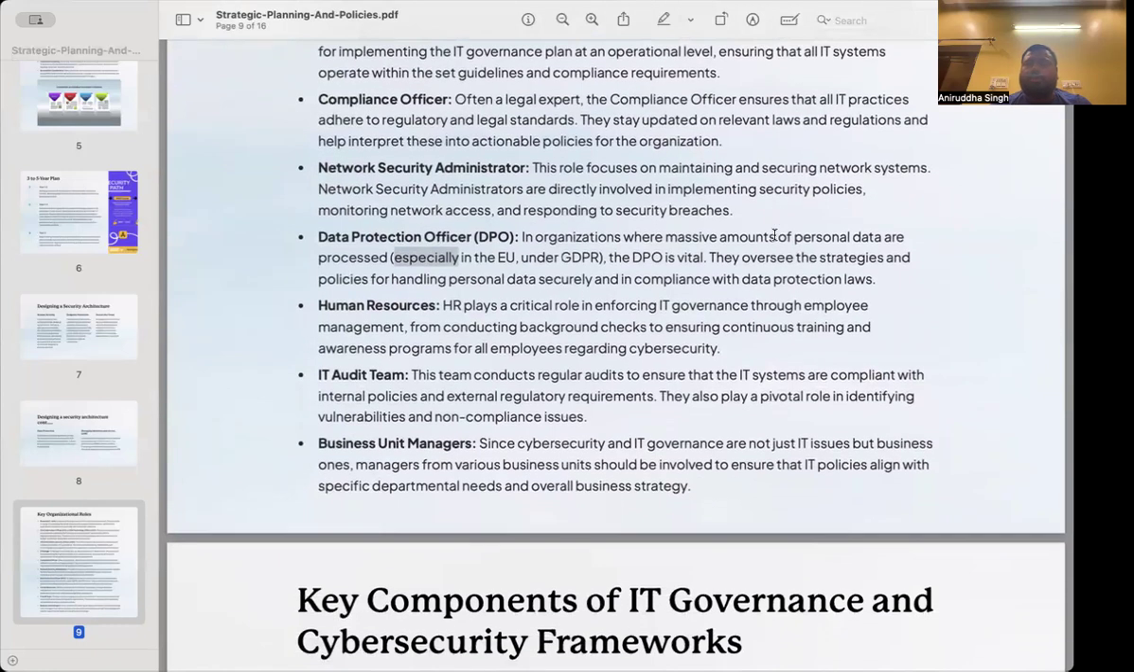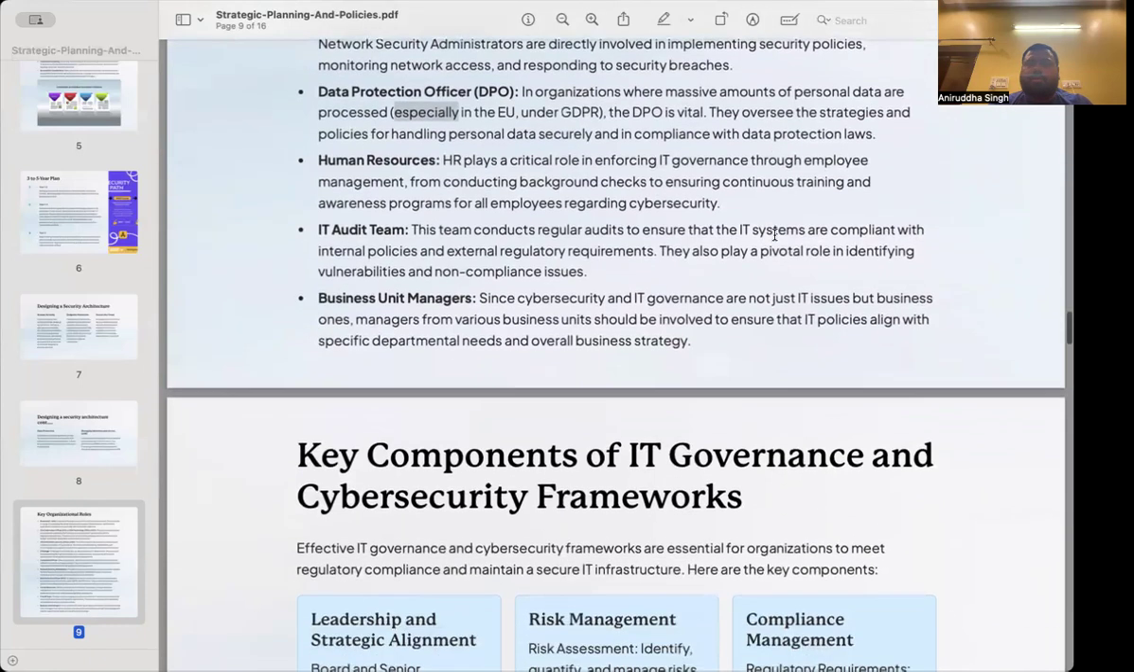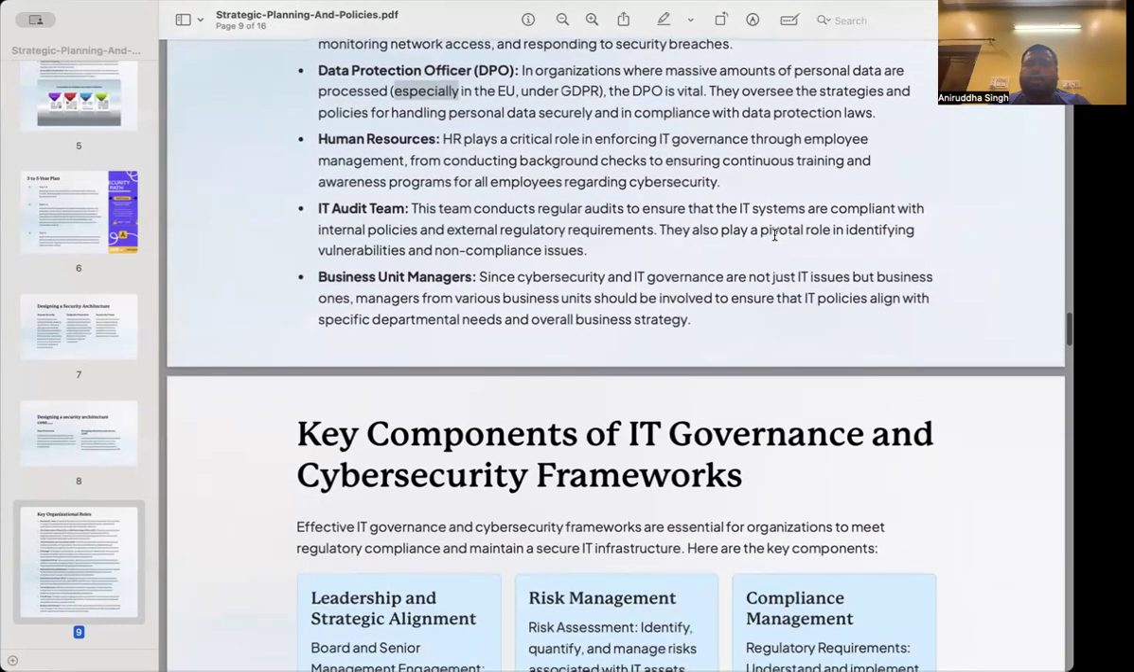We have data protection officers, specifically in the EU under GDPR. They oversee strategies and policies for handling personal data security and compliance with data protection laws. We have human resources. They play a critical role in conducting background checks for our employees regarding cybersecurity. We have IT audit teams. They also play a pivotal role in identifying vulnerabilities and non-compliance issues.